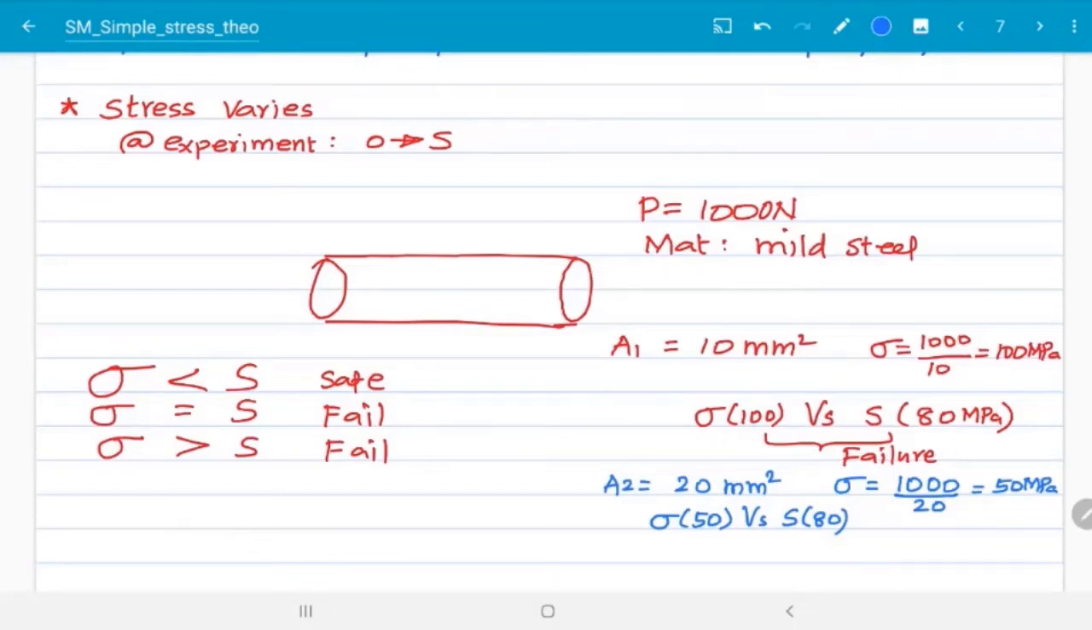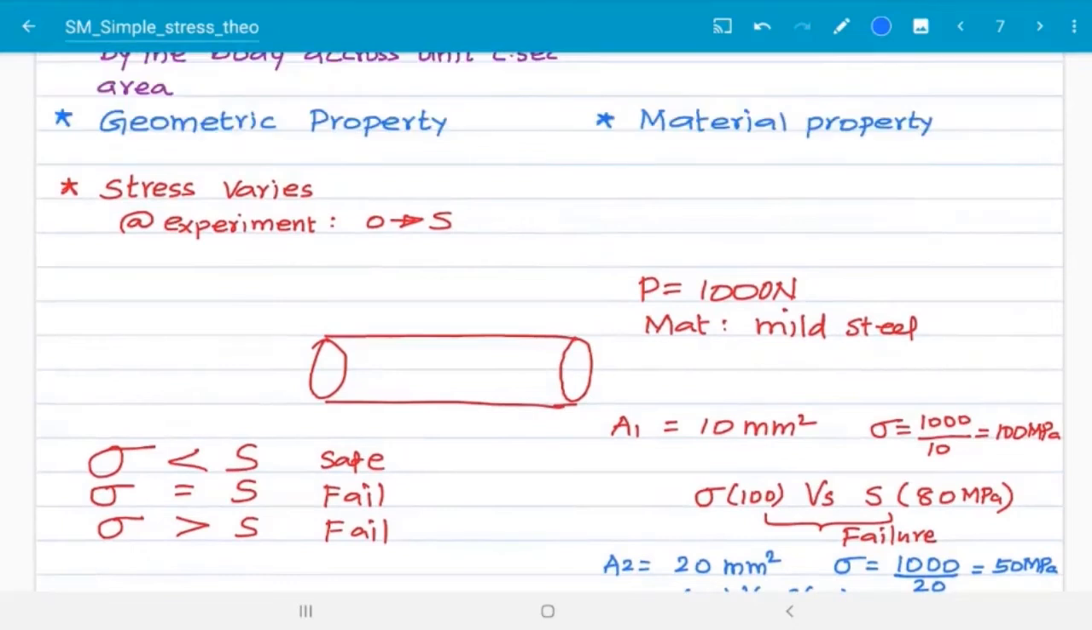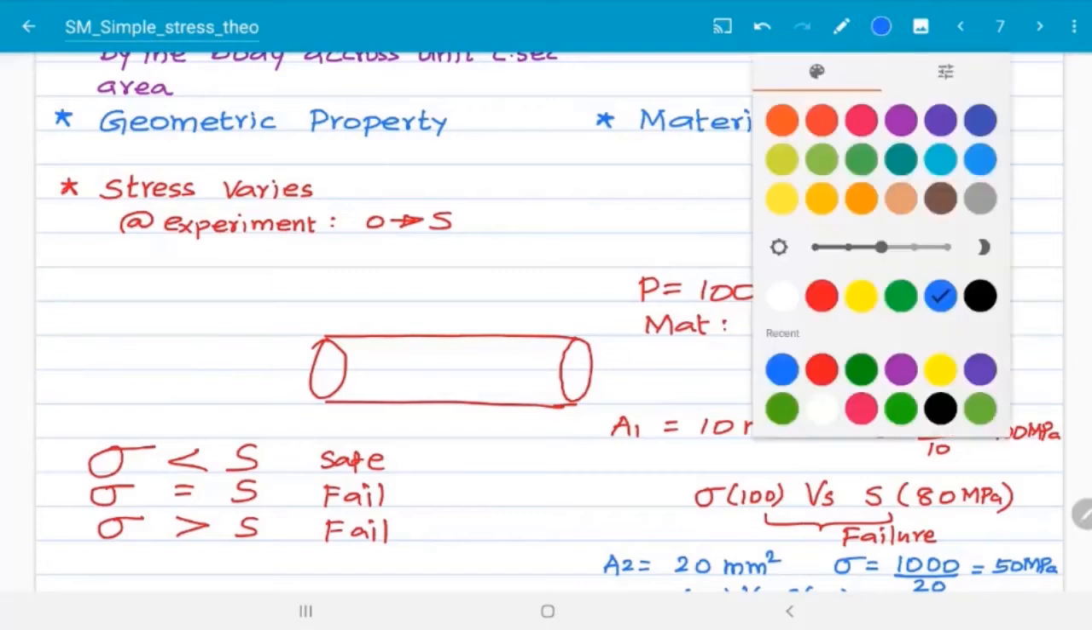Okay. Now it is safe. Here, two things we have to notice. During the paperwork, the calculated stress value may be any number. 1 megapascal, 2 megapascal, 100 megapascal, 10,000, 20,000, anything. So theoretically, for hand calculations, stress can vary from 0 to infinity.